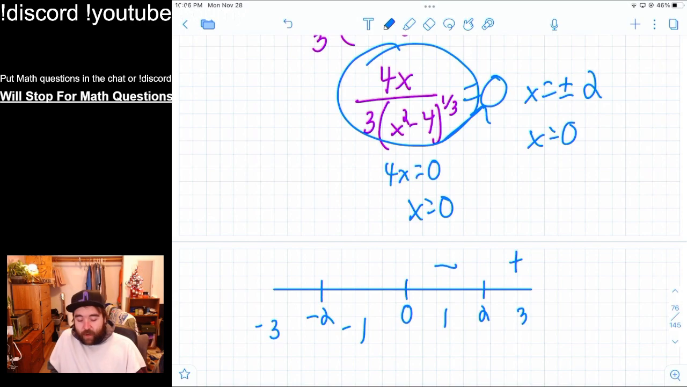However, when you plug in -1, you see the same thing happens on the bottom, so the bottom is still negative. But the top is also negative. So when you plug in -1, you're getting a negative divided by a negative, so you're getting a positive. And then when you plug in -3, notice how the bottom becomes all positive again, because -3 squared is a positive 9, minus 4 is positive 5, but the top is negative. So that's negative.